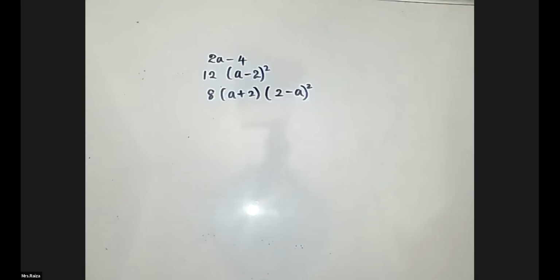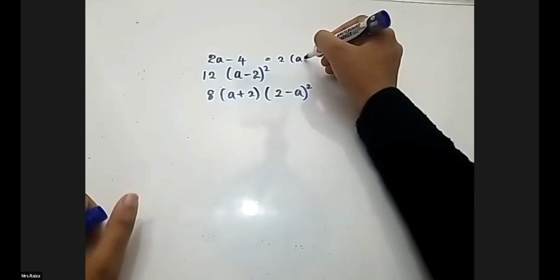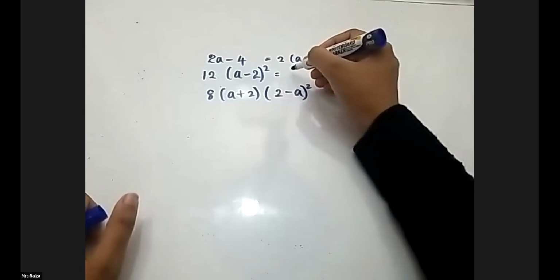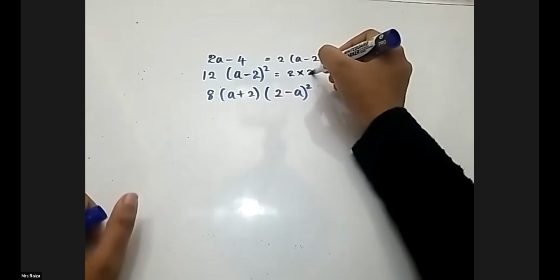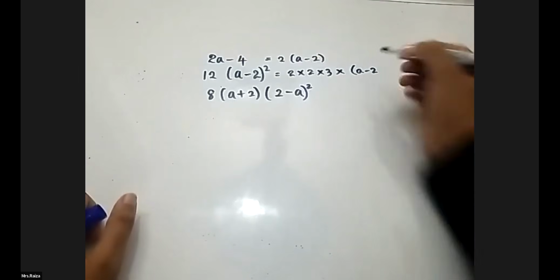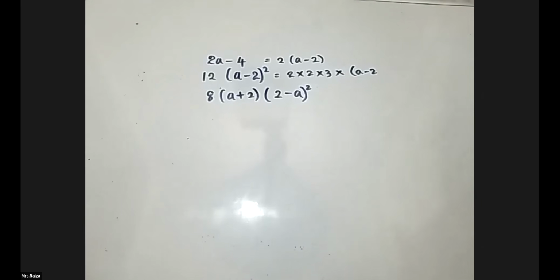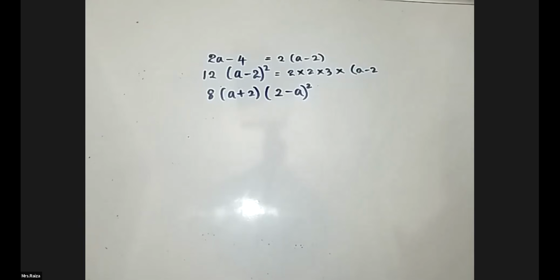Right, we'll go to the discussion. There are answers from many students. Good, very good. Now I'm going to expand this. 2 into a minus 2. I can write this one as 2 into 2, 4, 4 into 3 into a minus 2 squared. So a minus 2 squared means a minus 2 and a minus 2. So I can just write it as a minus 2 squared as well.